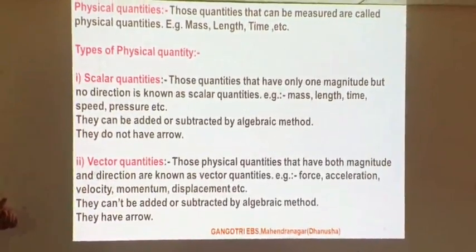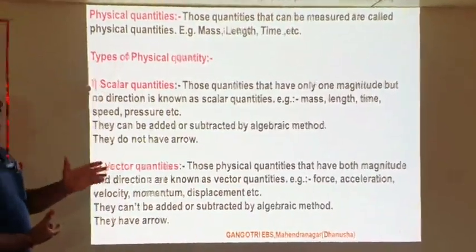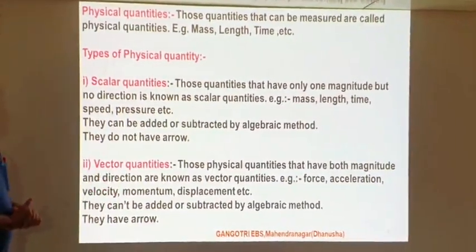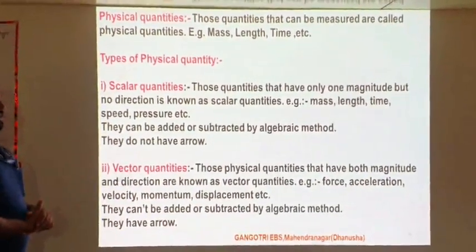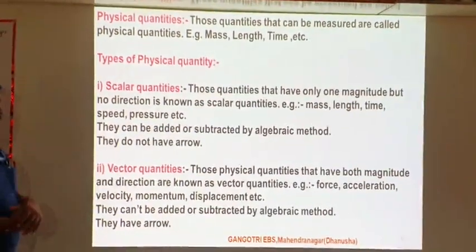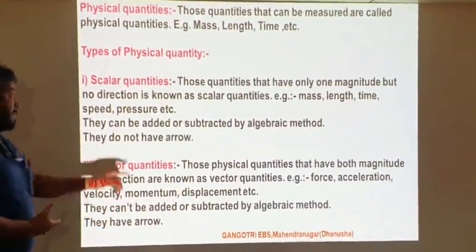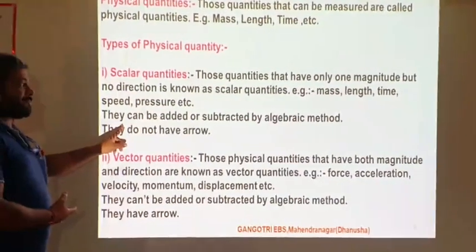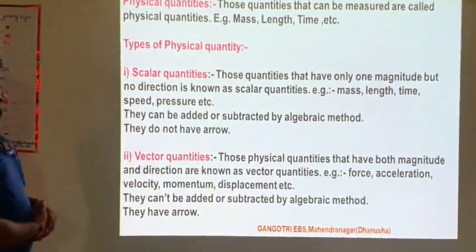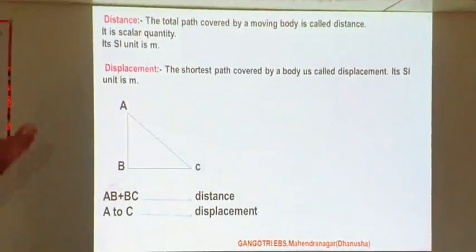Now next, vector quantities. Vector quantities are those physical quantities that have both magnitude as well as direction. Examples: force, acceleration, velocity, momentum, displacement, etc. They cannot be added or subtracted algebraically. A scalar quantity can be added or subtracted, but a vector quantity cannot. They have an arrow.